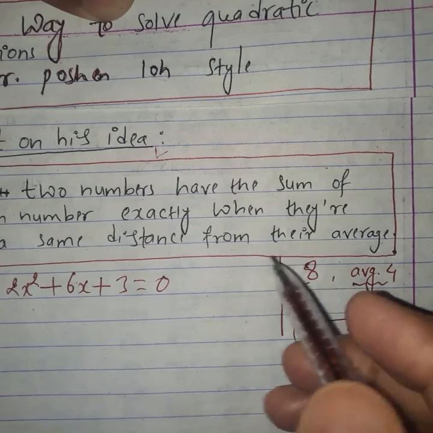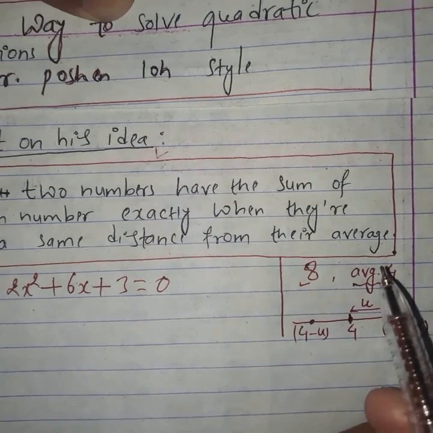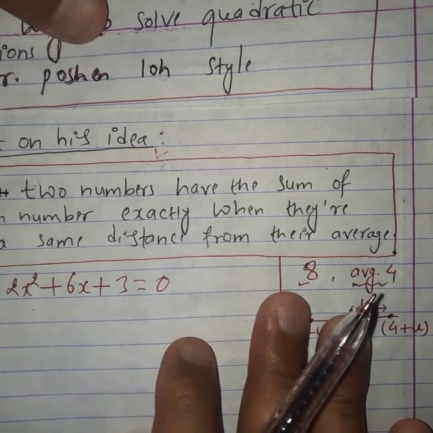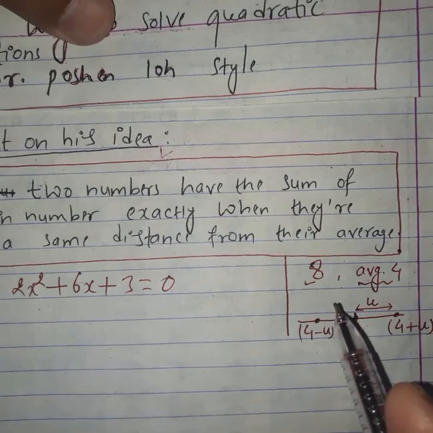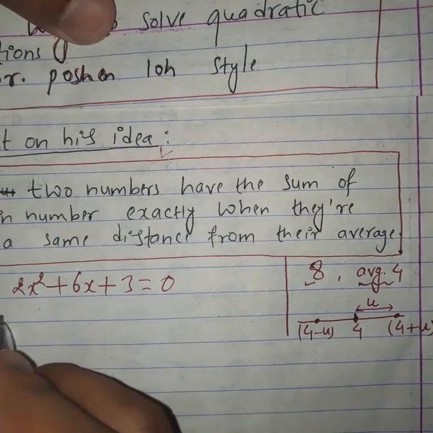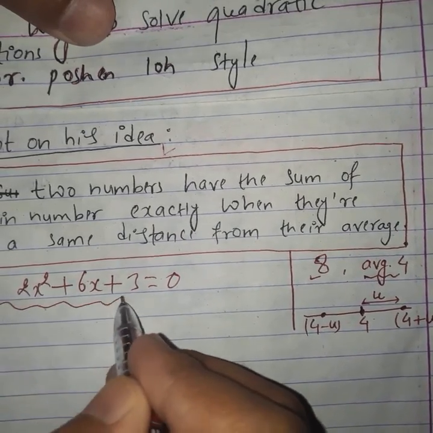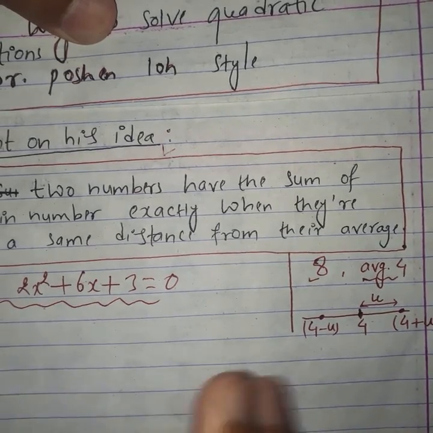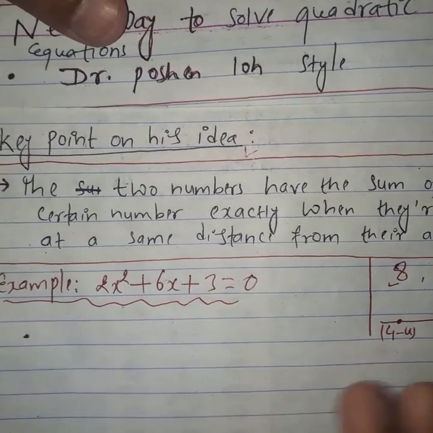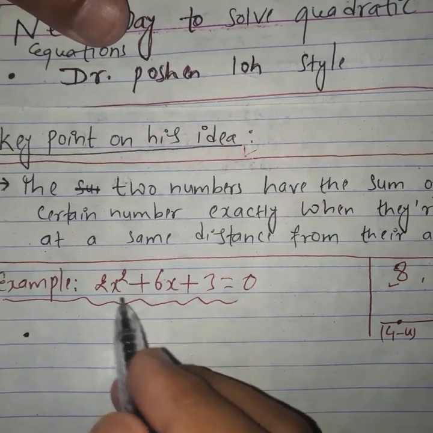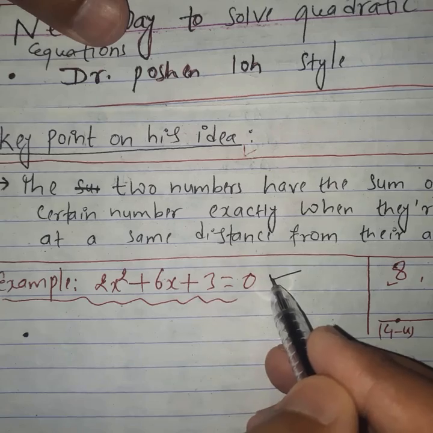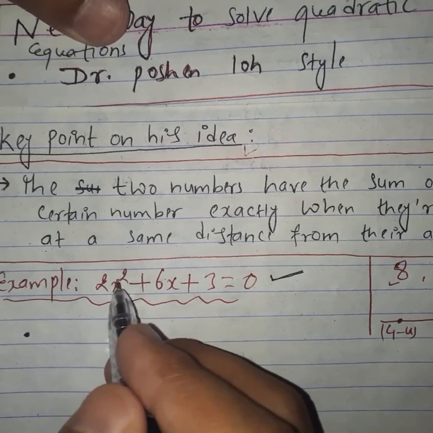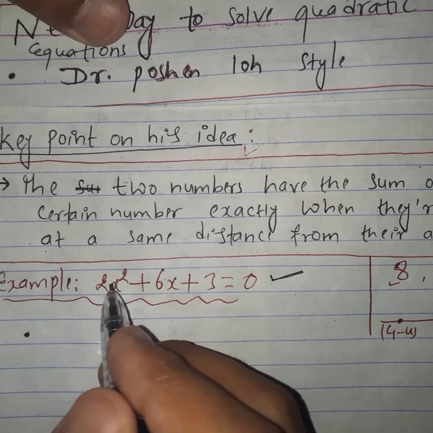He mainly focuses on the sum of the roots of the quadratic equations. The key point is on the sum of the roots of the quadratic equations. Let's solve this particular question by using the Dr. Poisson law style. At the very first step, please remember these steps. The very first step is, in the given quadratic equation, make the coefficient of x square 1.